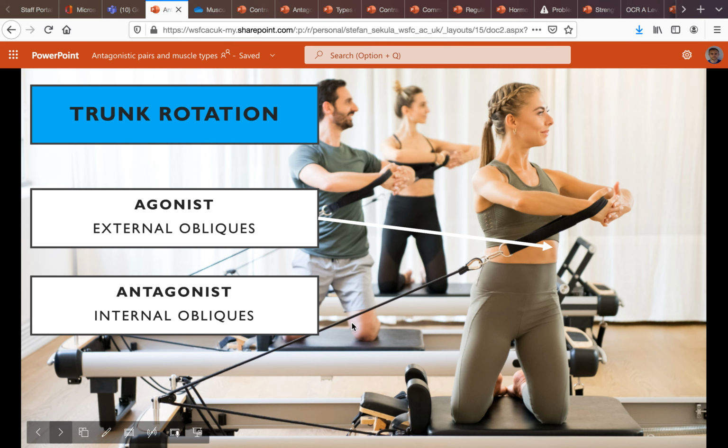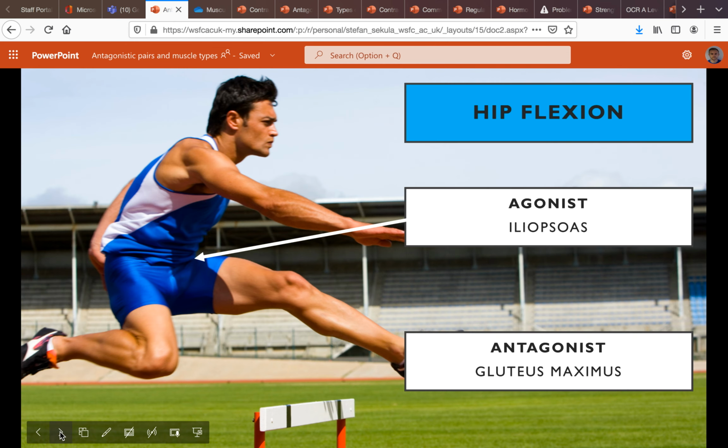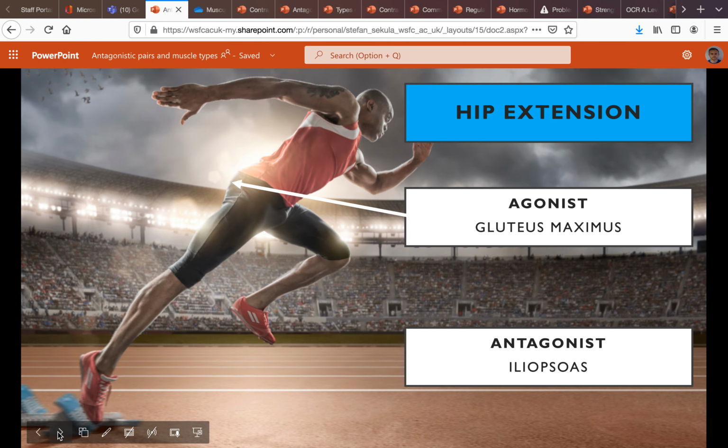Trunk rotation, external obliques is the agonist, the muscle that works. The antagonist, the muscle that relaxes, are the internal obliques. If we go on to the hip flexion, the agonist is iliopsoas or rectus femoris. The antagonist, gluteus maximus. Therefore, hip extension, agonist gluteus maximus, antagonist iliopsoas or rectus femoris.